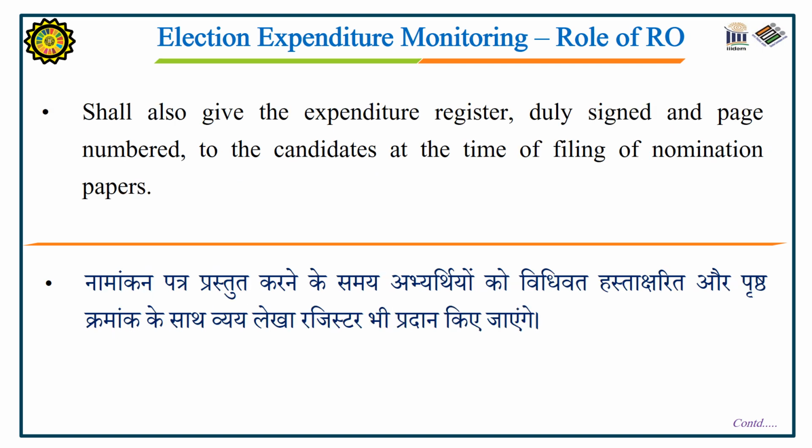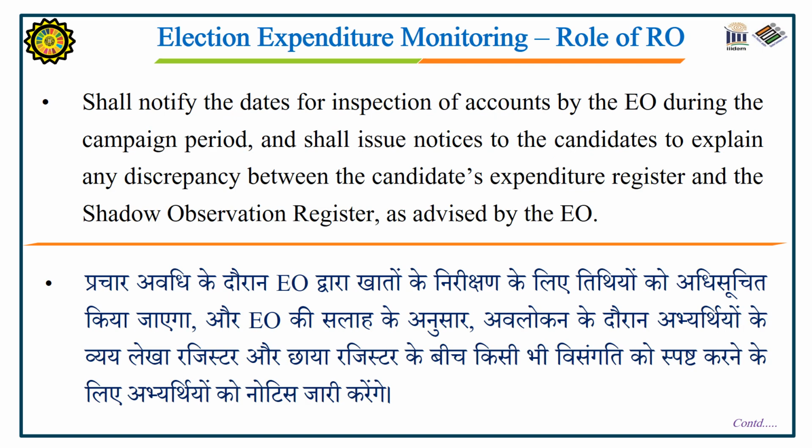They shall also give the expenditure register duly signed and page numbered to the candidates at the time of filing of nomination papers. They shall notify the dates for inspection of accounts by the expenditure observer during the campaign period and shall issue notices to the candidates to explain any discrepancy between the candidate expenditure register and the shadow observation register as advised by the expenditure observer.